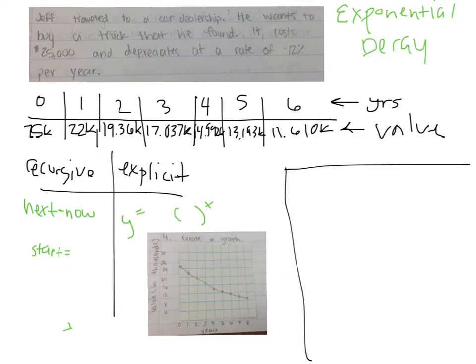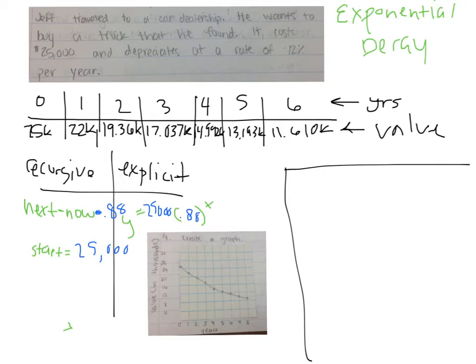And our recursive rule is going to be next equals now times 0.88. This is going to show that it depreciates at 12%, so 1 minus 0.12 would be 0.88, with a start value of 25,000. Our explicit rule would be a y equals ab to the x power format. So it would be y equals 25,000 because of our start value, times 0.88 to the x because of the rate of depreciation.